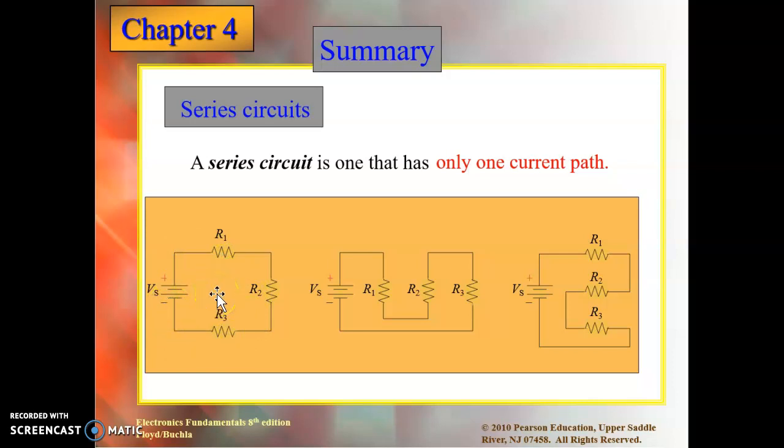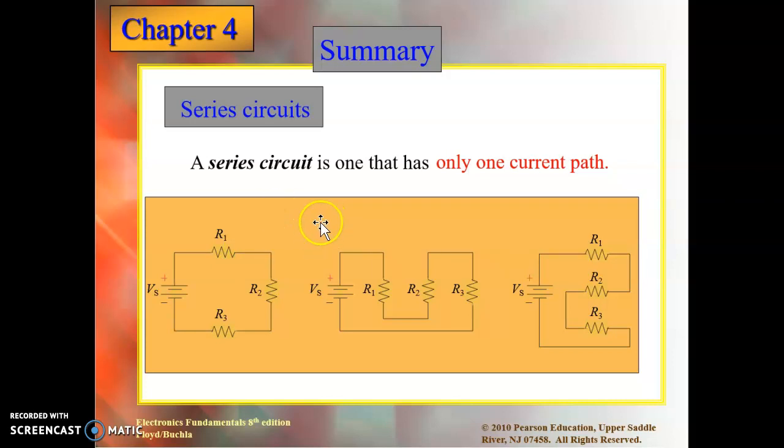Another way we can understand what a series circuit is: each component only has a single common terminal. If they have more than a single common connection, then they are not in series. Like in this case, this resistor is only connected to this resistor from this point, but this resistor is not connected to this resistor at a different point. So for something to be in series, they can only be connected at a single point.